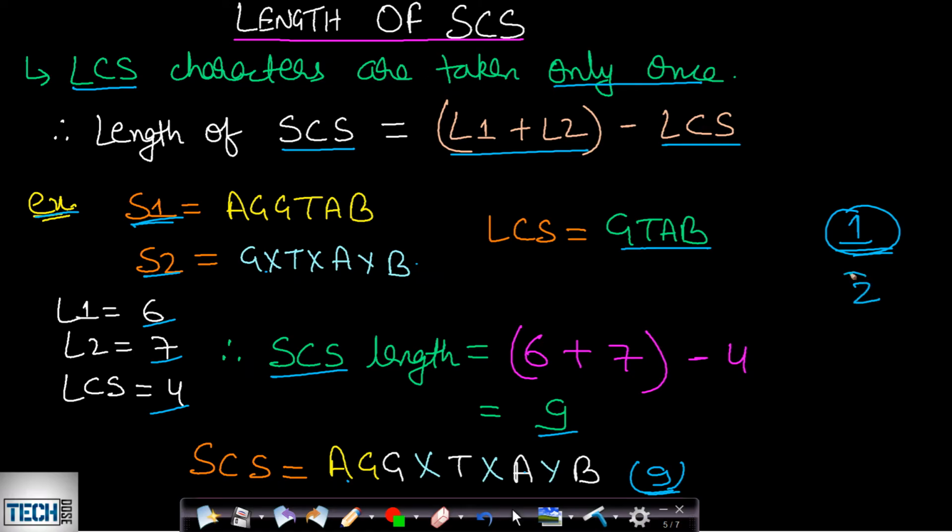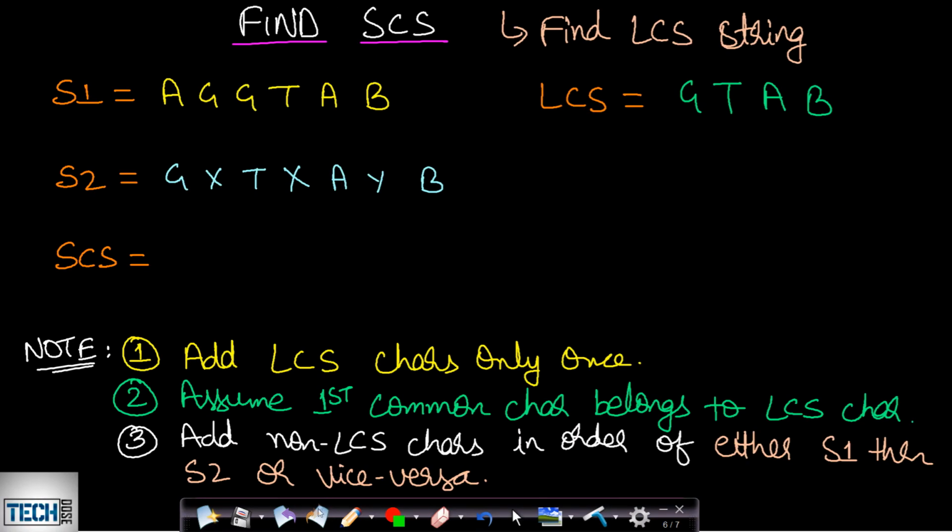Now what about our second goal? Our second goal was to find this string, this SCS string. Okay, so this is the most important goal. Actually, if you know how to find the LCS string, then it will be a cakewalk in order to find the SCS string. So let us see the steps of finding the SCS string. Now first of all, when you are given this string S1 and S2, then you need to find the LCS string. In this case, the LCS string will come out as GTAB.